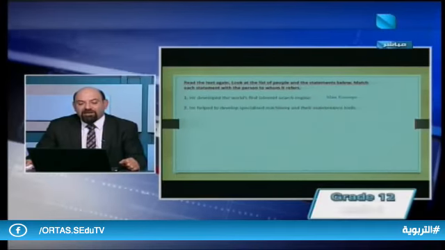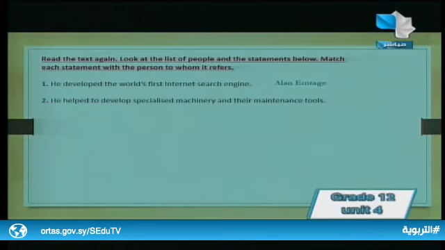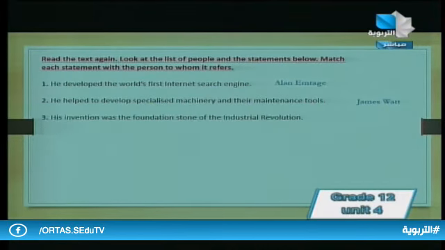Number 2, he helped to develop specialized machinery and their maintenance tools, and this is talking about James Watt. Good. The next one, his invention was the foundation stone of the Industrial Revolution. What do you mean when we say the foundation stone?